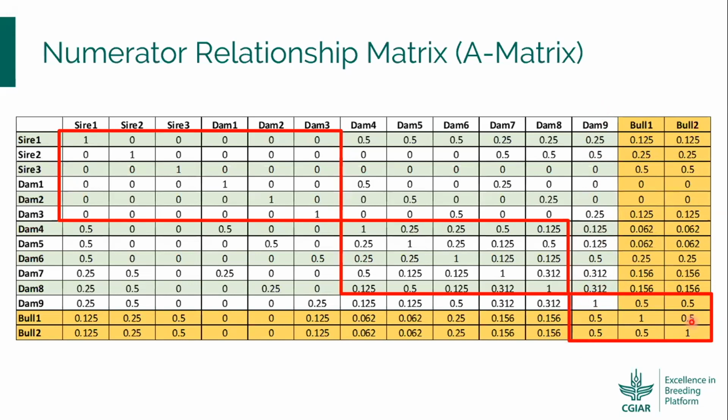Of course, the big problem with using the pedigree, as you can see here, is that you cannot distinguish between the predictions of these 2 full sibs. The prediction for these 2 individuals, bull 1 and bull 2, will be exactly the same. You cannot distinguish the Mendelian sampling.